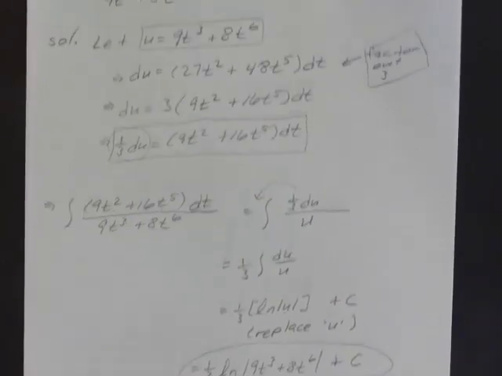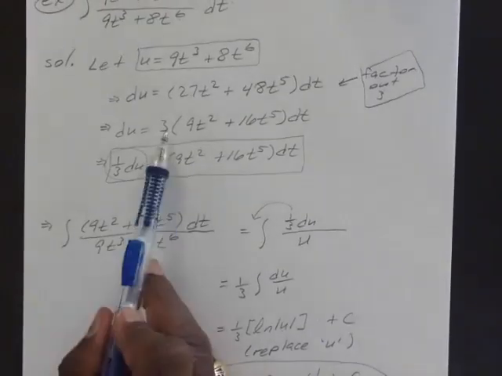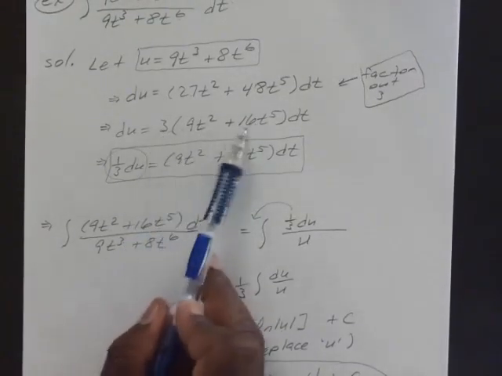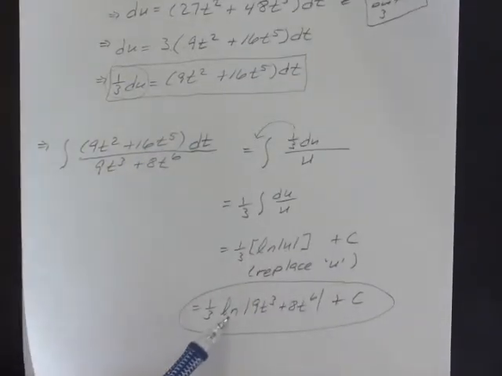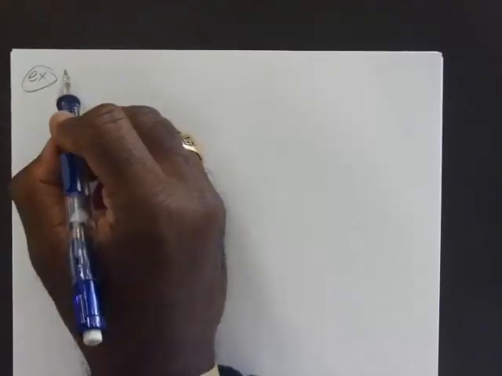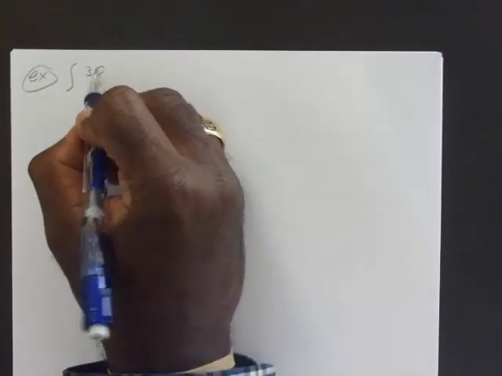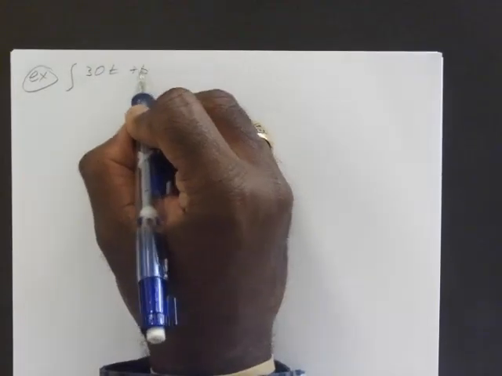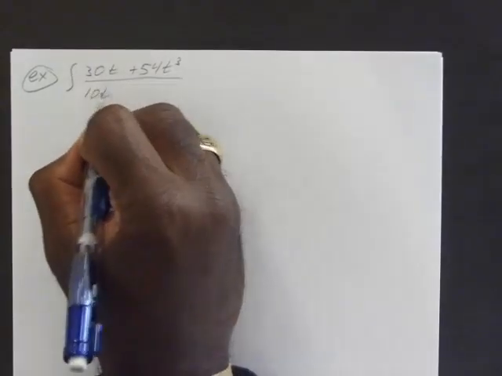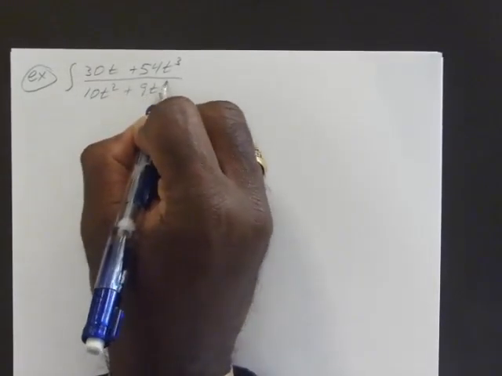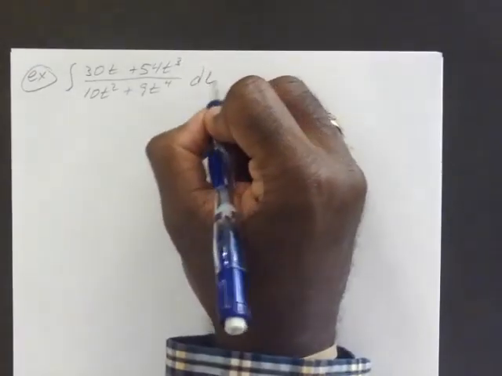Okay, now sometimes you will have this du over u to where all you have to do is factor out a greatest common factor and then it'll become nice and neat. But other times it's not always nice and neat. So you might have to approach it in a slightly different way. Okay, so what if we have the integral of 30t plus 54t to the third power divided by 10t squared plus 9t to the fourth power with respect to t.